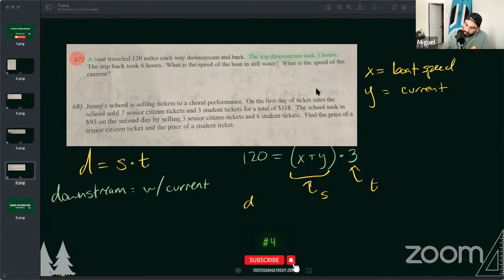All right, let me erase some of the labels here. This is our first equation. And now let's talk about the second equation. The second equation, they're saying that the trip back took 6 hours. No surprise there because you're pushing up against the current. So the current's kind of holding you back. It's going to take you more time to travel this 120 miles. So upstream, we're going to write, is against current.